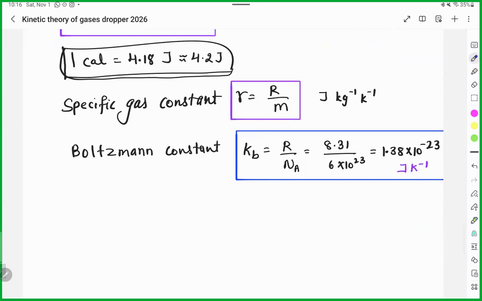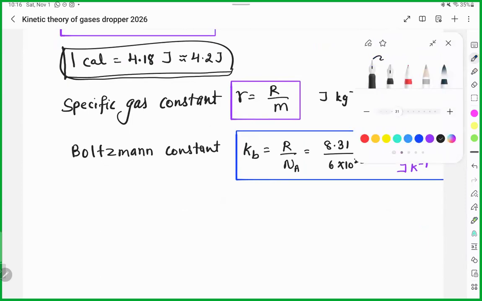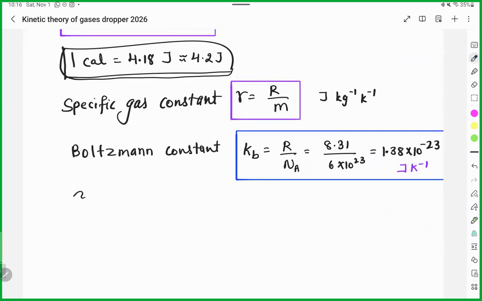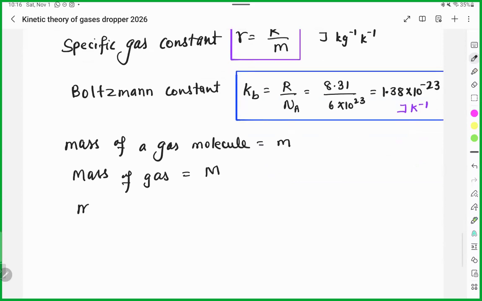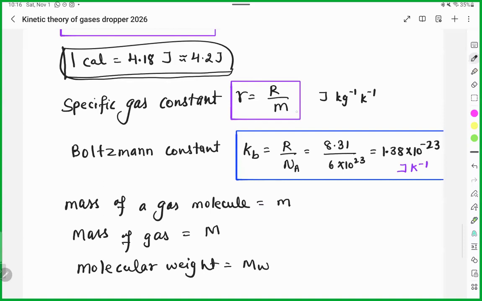Got it? Then we will use some other simple thing that is not really important, but I'm going to use symbols so it will be helpful for you. If you consider the mass of one gas molecule, it will be very, very small, so we'll keep it small m. If we take total mass of the complete gas, we're going to use capital M. If we consider molecular weight, then you can use MW. Specific gas constant is gas constant divided by molecular weight.